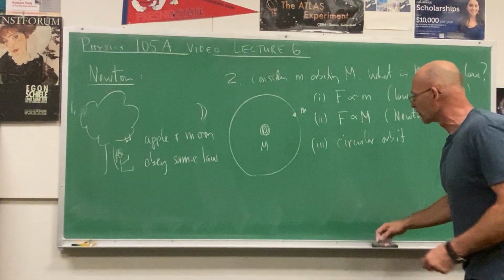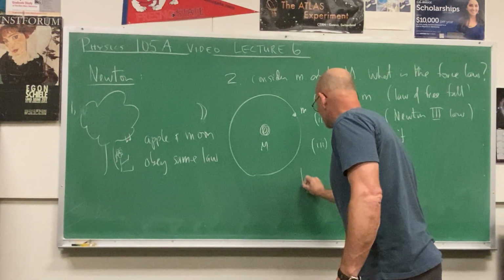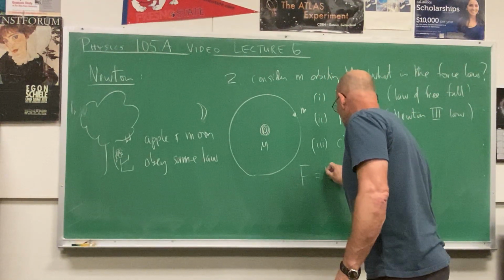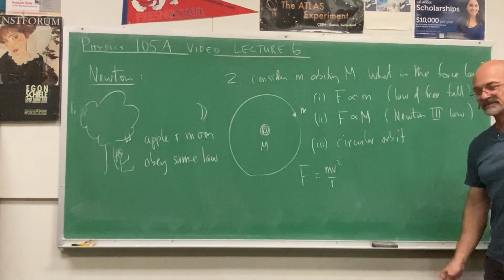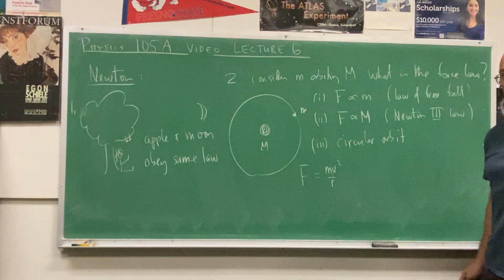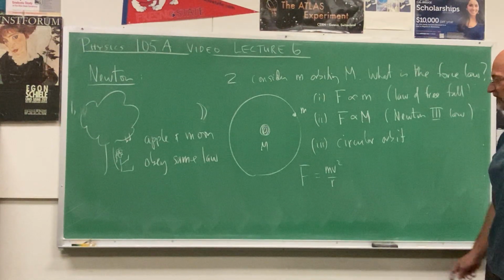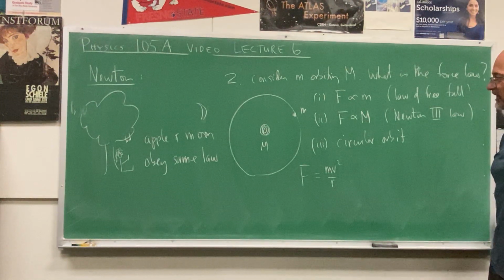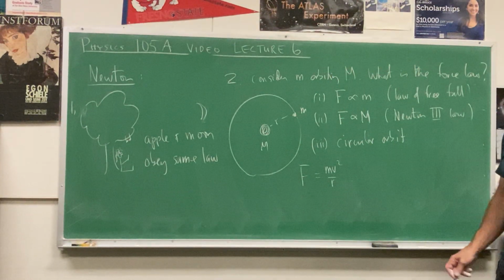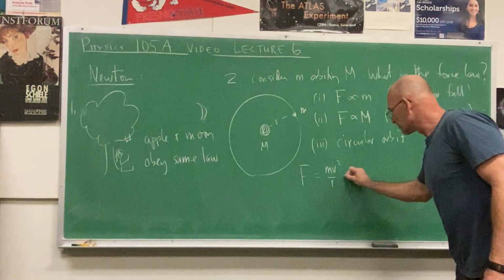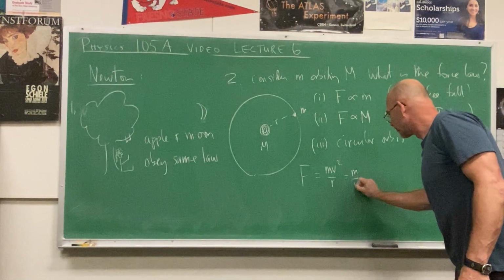Okay, looking at a circular orbit, you can say F is equal to mv squared over r. That's simply the expression for circular orbit centripetal acceleration, mass times acceleration. So that's Newton's law and the properties of circular motion. And now watch this, m over r.